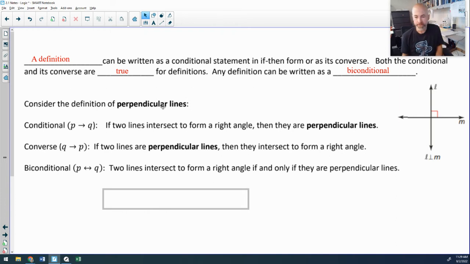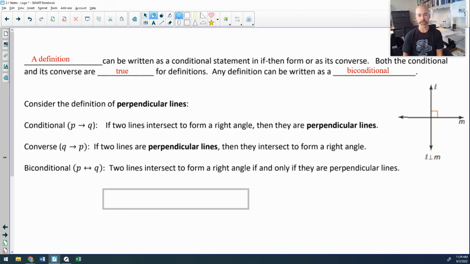And so let's look at this. So here we're talking about these examples of conditionals with perpendicular lines. So our conditional P then Q, if 2 lines intersect to form a right angle, then they are perpendicular lines. And so that is a true statement. If 2 lines are perpendicular, then they intersect at a right angle. That is also true. Now, since the conditional and the converse both produce true statements, then that could be written as a biconditional. 2 lines intersect to form a right angle if and only if they are perpendicular. That is a true statement.